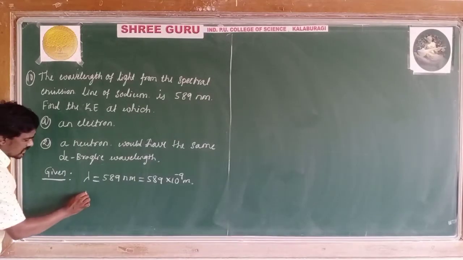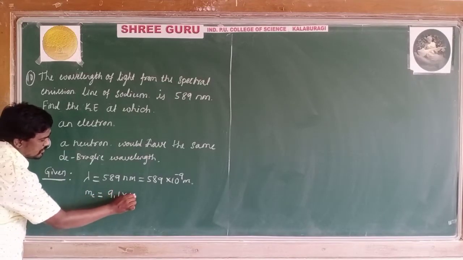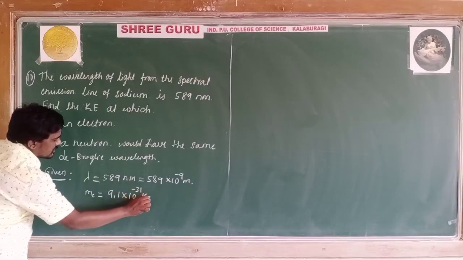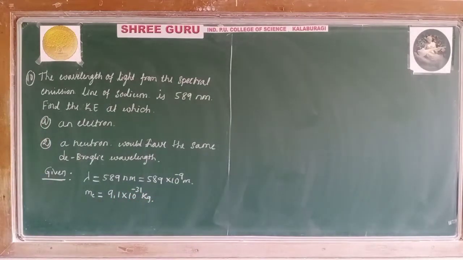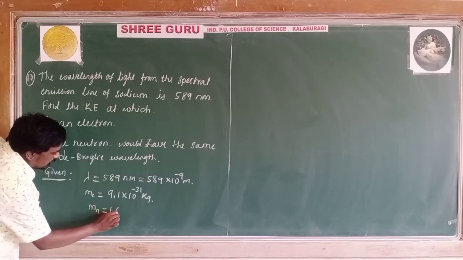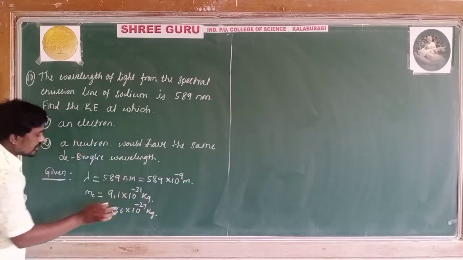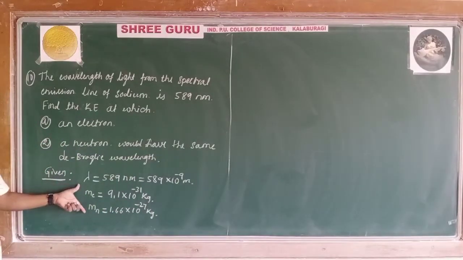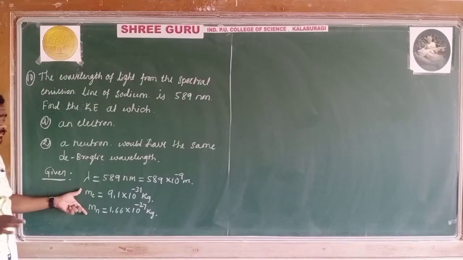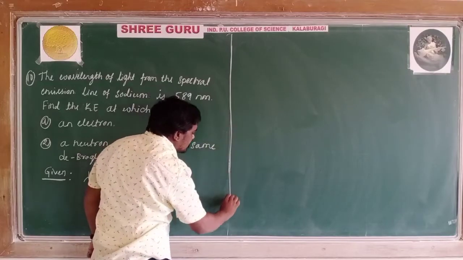And we know already the mass of electron. The value for the mass of electron is 9.1 into 10 raised to minus 31 kg. What is the mass of neutron? The mass of neutron is equal to 1.66 into 10 raised to minus 27 kg. You should remember the mass of electron and mass of neutron. Very important. Keep it in your mind. And these are the given values.